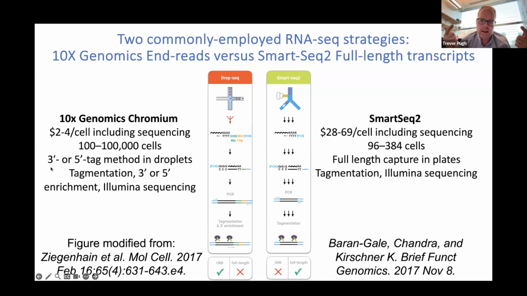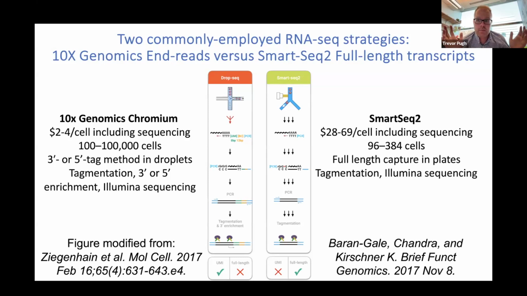There are protocols to read off either the 3' end or the 5' end of the transcript. It uses Illumina sequencing, so as sequencing costs go down, this approach gets cheaper and cheaper. SMART-seq2 is a little bit different. It's more expensive per cell. The scale, since it's plate-based, is lower than in the droplet-based methods.